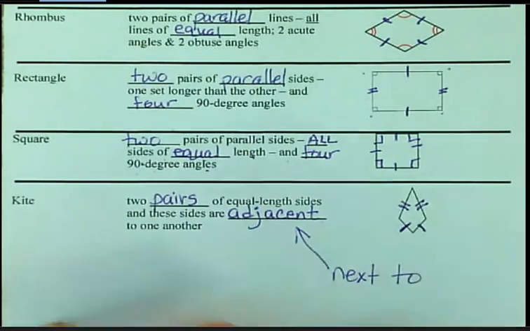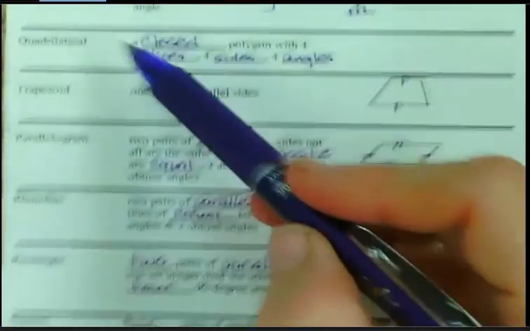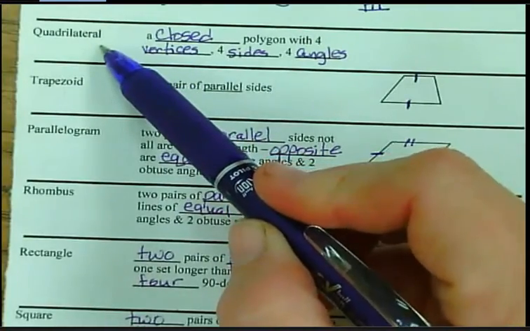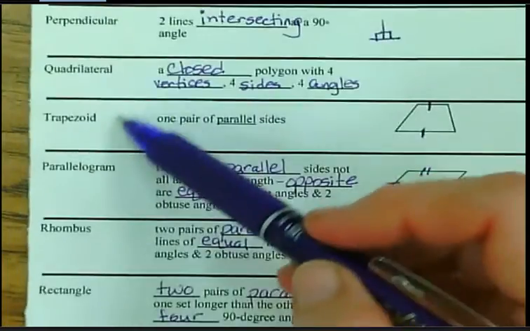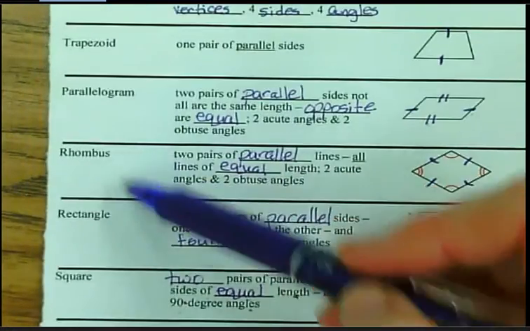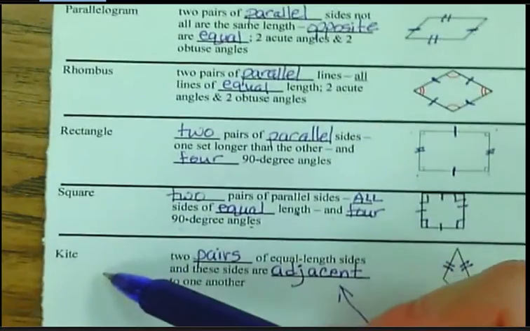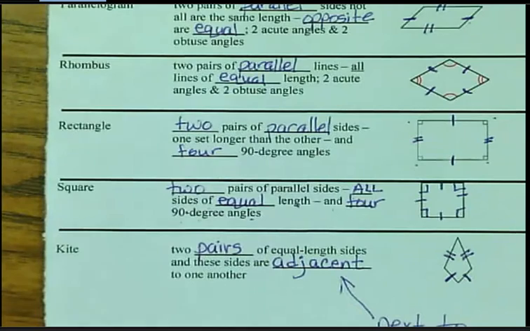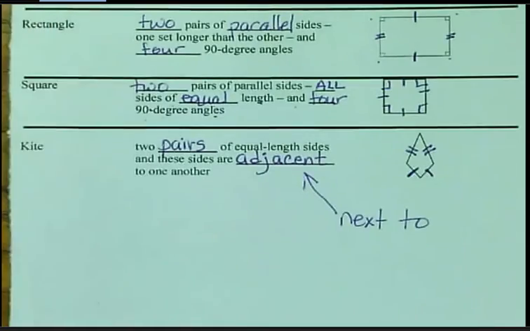All right, so there we have it. Parallel, perpendicular, quadrilateral, trapezoid, parallelogram, rhombus, rectangle, square, and kite. So again, you're going to be identifying your quadrilaterals. You'll be using the compass, or excuse me, the protractor and or a ruler, and identifying that stuff for your math practice, okay? And I will see you when I see you.